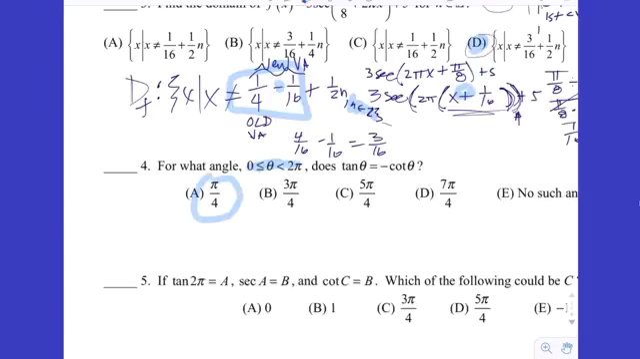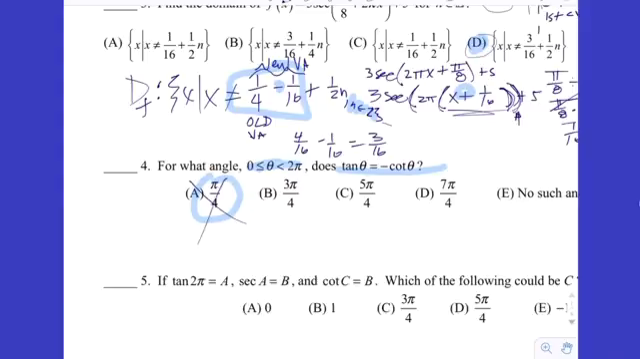If you plug pi fourths in, do you get a true statement? Well, let us see. What is tangent of pi fourths? 1. What is cotangent of pi fourths? 1. 1 times negative 1 is negative 1. And now you just see if that's a correct statement. Does 1 equal negative 1? No, it doesn't. So it can't be pi fourths.